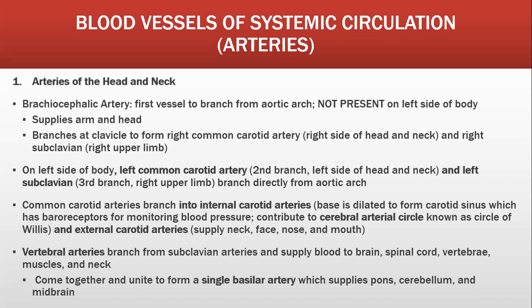The common carotid arteries branch into internal carotid arteries and external carotid arteries. Then we also have the vertebral arteries that branch from the subclavian arteries and supply blood to the brain, spinal cord, vertebrae, and muscles of the neck. They then come together and unite to form a single basilar artery that supplies the pons, cerebellum, and our midbrain.